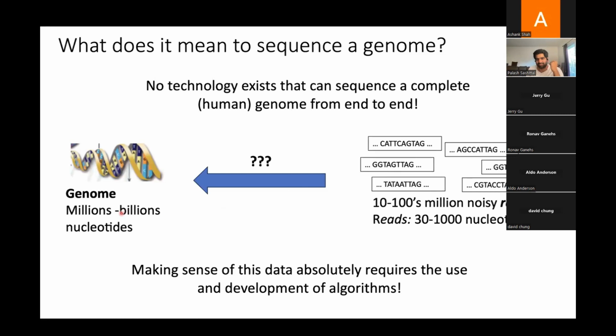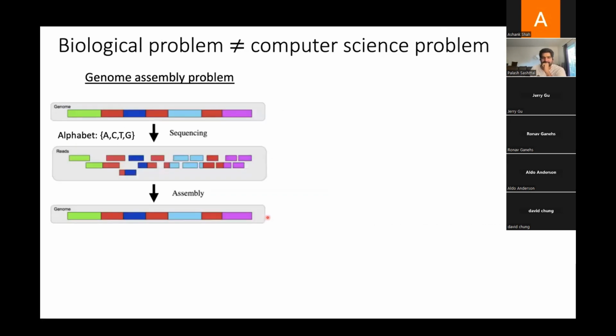And only once we get the entire genome can you even go into asking more detailed questions about the biology of the organism. Okay, so this is what it means to sequence a genome. And I want you to appreciate that the biological question of wanting to sequence the genome is very different from a computer science problem. So let's say that you are given these small reads and you want to assemble the genome. So that's called the genome assembly problem.